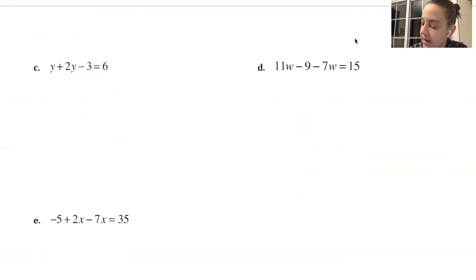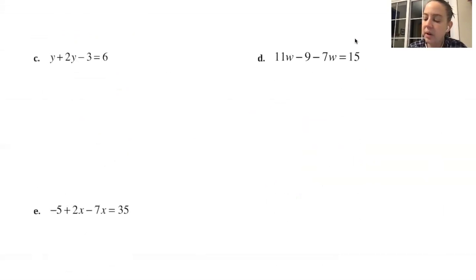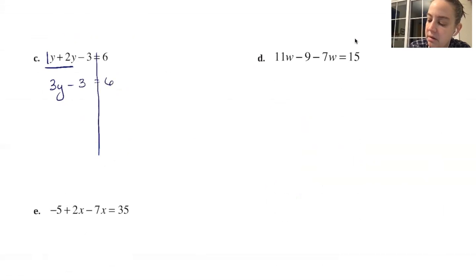On the back of these, we are going to combine like terms first. Remember, this is a 1 in front of the y. So 1y plus 2y is 3y. Minus 3 is equal to 6. Do the adding and subtracting step first. So add 3 on both sides.